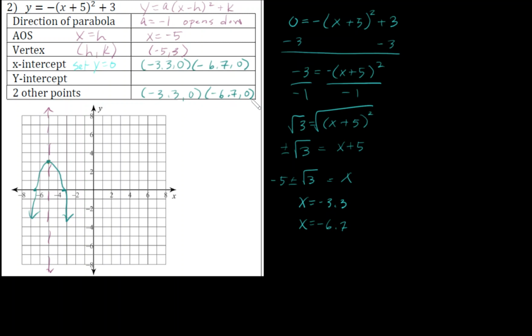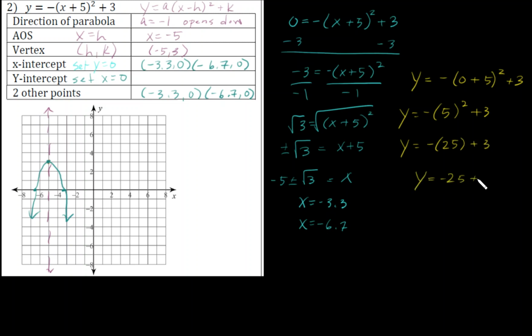Now, let's go ahead and find the y-intercept. For the y-intercept, we set x equal to 0. So that means we have y equals -(0 plus 5) squared plus 3. y equals -5 squared plus 3. y equals -25 plus 3.